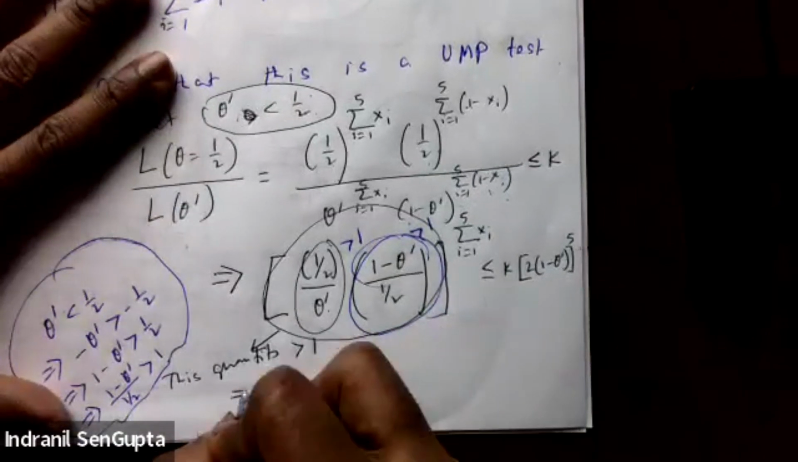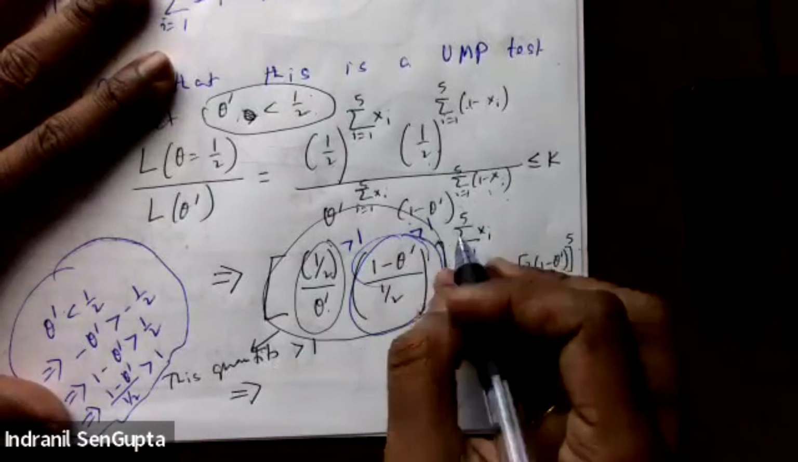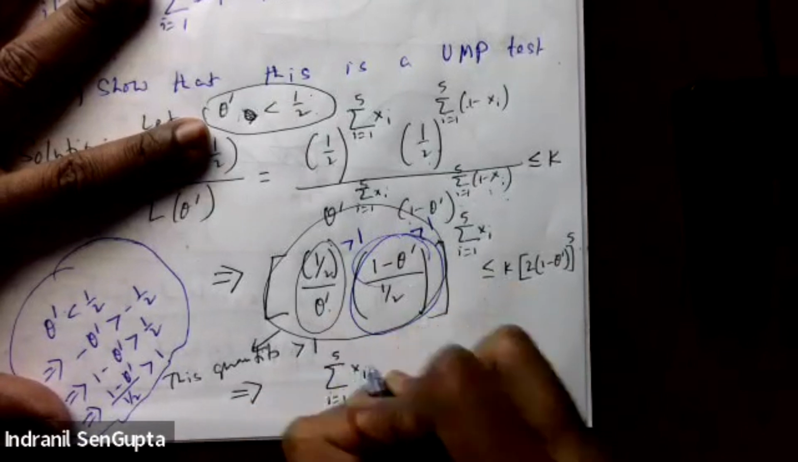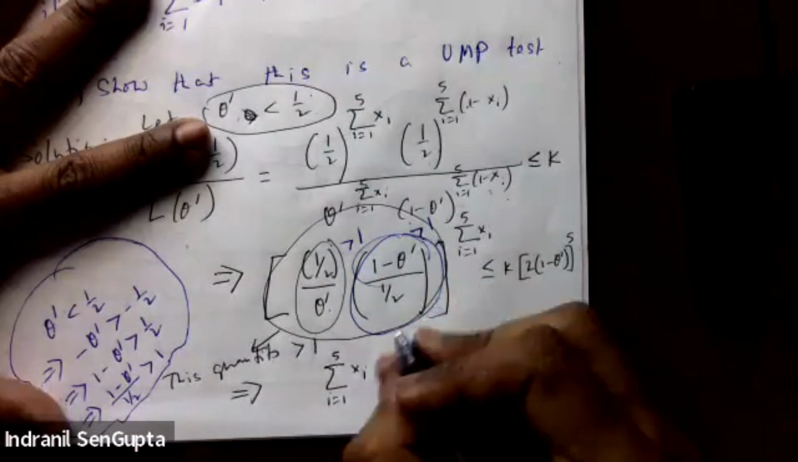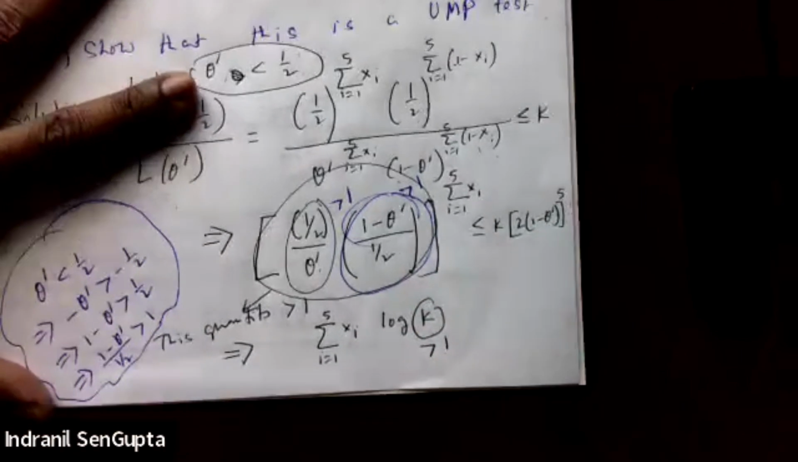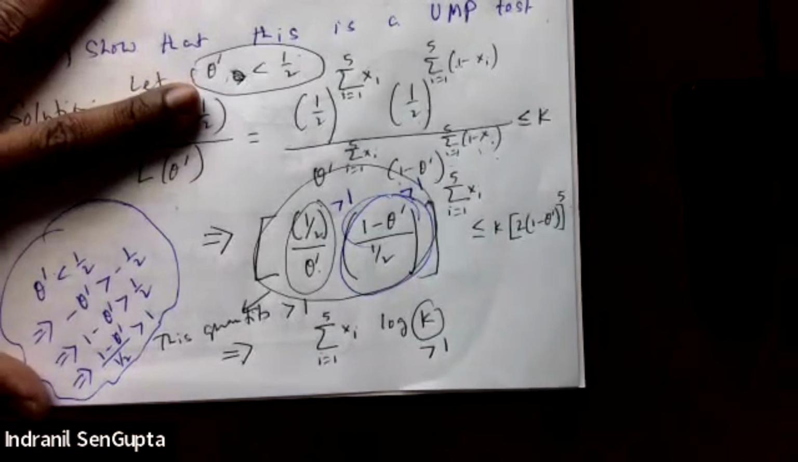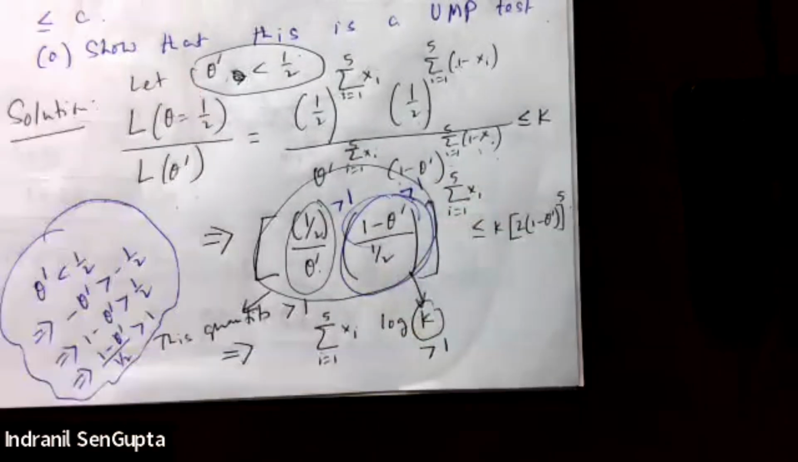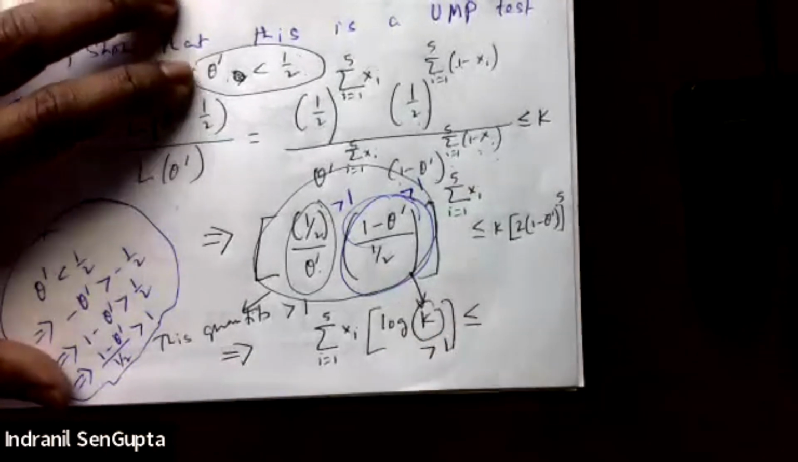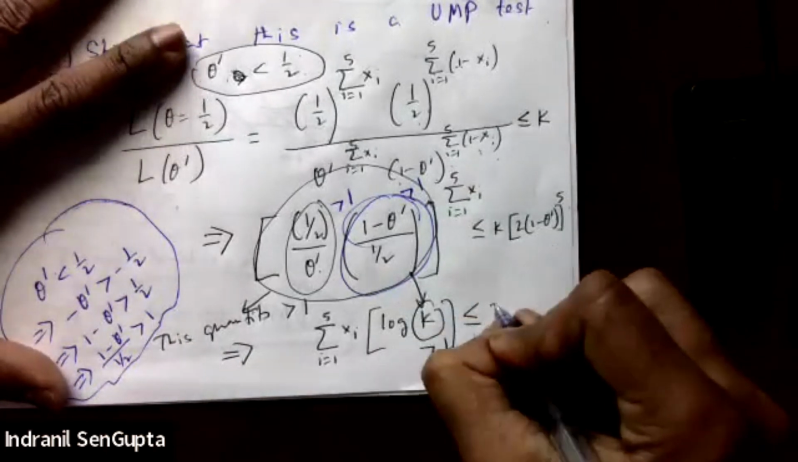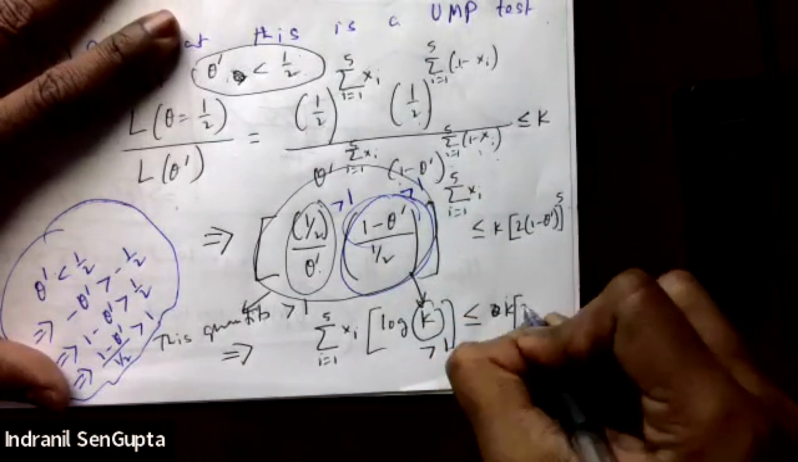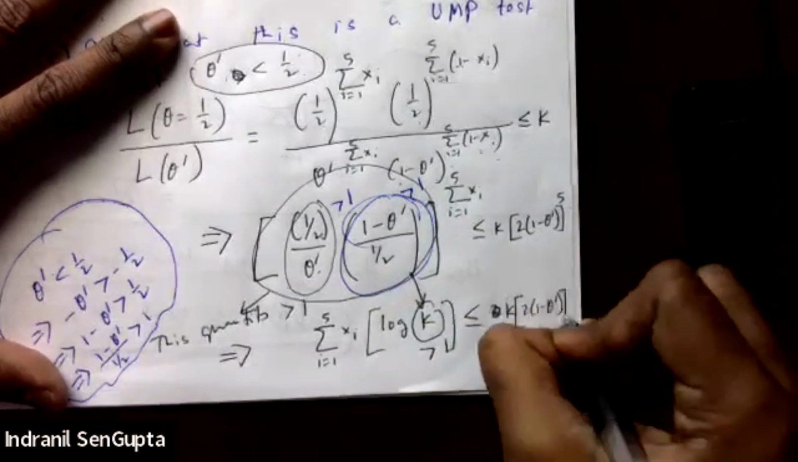And therefore, if I take the logarithm of this, it is a positive number. So I from 1 to 5 xi times something positive, and this is bigger than 1. So this is my k. That means this quantity is positive, so it's less than k over 2, 1 minus theta prime to the 5th power.